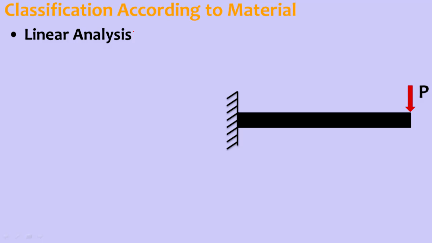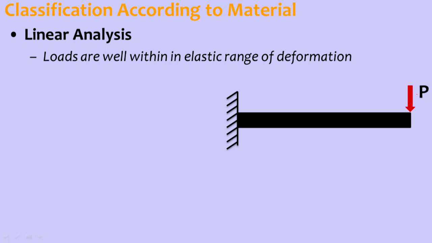Now, the next one is classification of analysis according to the behavior of the material. We can classify it in two parts, the first being linear analysis. In linear analysis, we discuss once again with this example: a cantilever beam, force is applied, and loads are well within the elastic deformation range. Loads being well within the elastic deformation range means the material obeys Hooke's law. Hooke's law means stress is proportional to strain, and then the superposition principle is applicable.